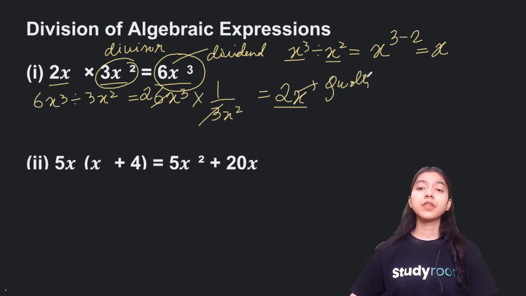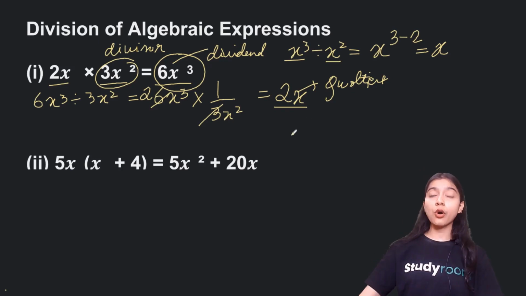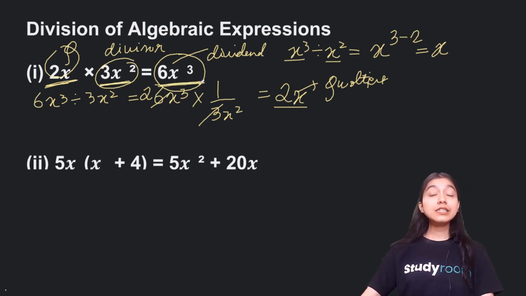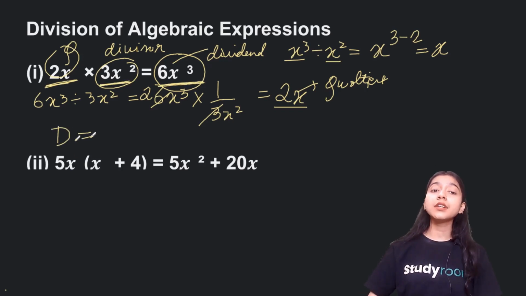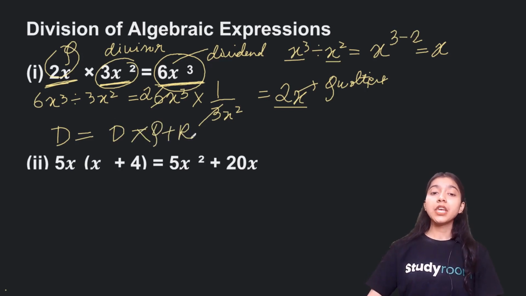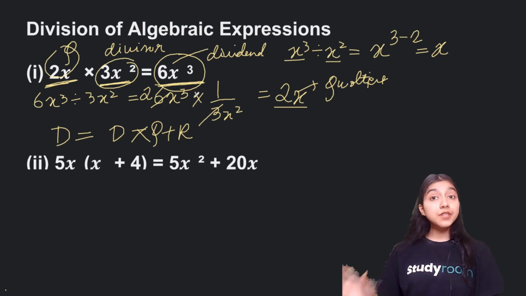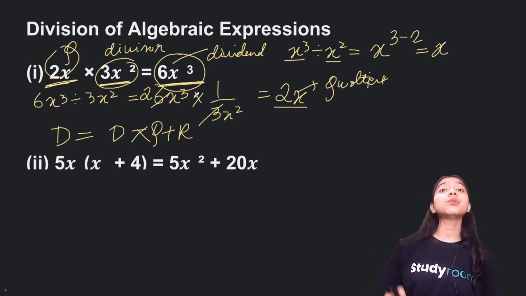The observation I want you all to draw from over here is that 2x is the quotient. In case of division of algebraic expression, this quotient multiplied with the divisor gives us the dividend. This is a very important thing. Usually, what we know is that dividend is equal to divisor multiplied with quotient plus remainder. In case of algebraic expression, when we are solving the division part, we have dividend equal to divisor multiplied with the quotient.